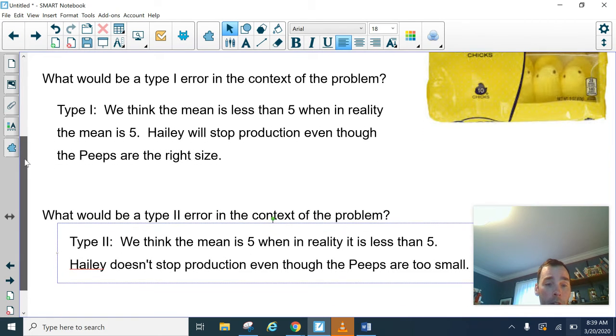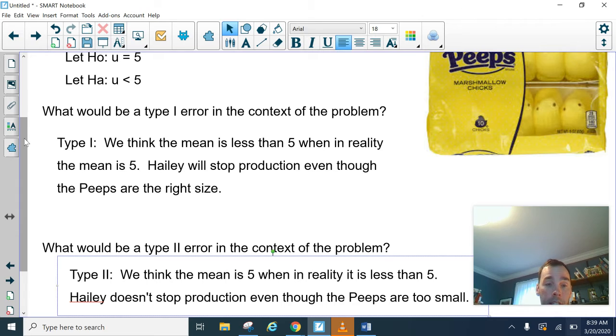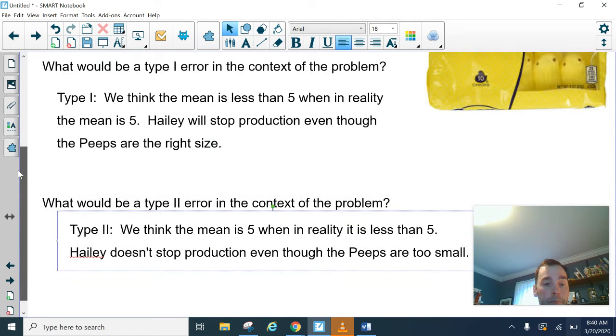Oftentimes, I'll ask you which of these is worse in the context of the problem. I would argue here a type 2 error is probably worse, right? Because she's shipping out peeps that are not the right size. So she's shipping out a product that's not good enough. Whereas with a type 1 error, she does have to shut down the process and the company probably loses money, but it's not as egregious an error as a type 2 error. Okay, so that's type 1 and type 2 error.